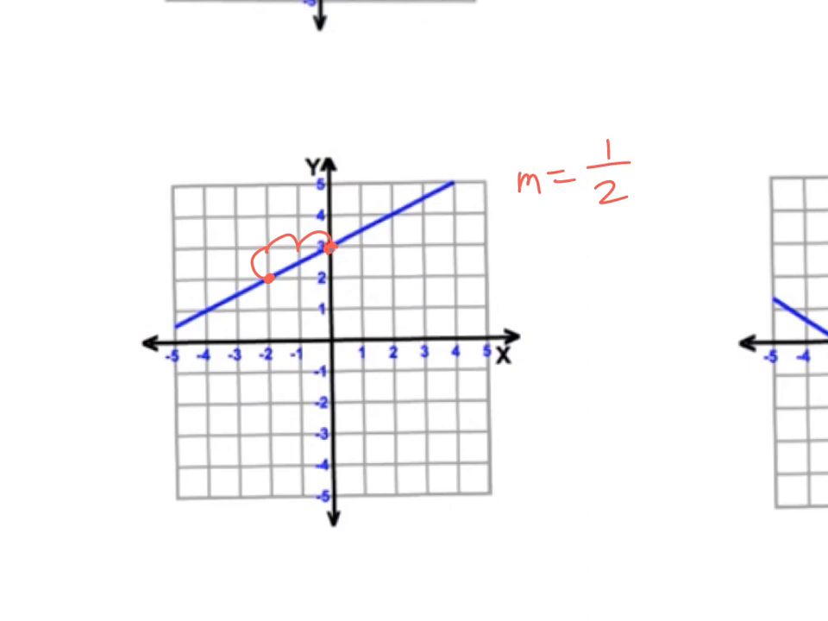Then next we need our y-intercept, which looks like it is right there, at b equals 3. So if we write our equation, we get y equals 1/2 times x plus 3. Okay, mx plus b.